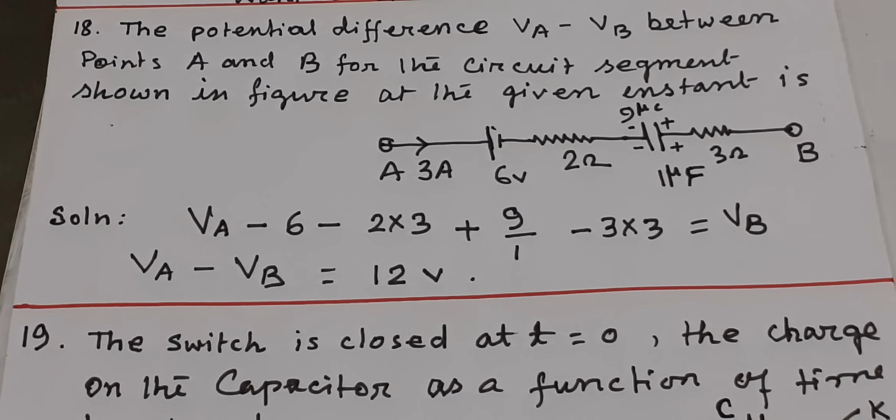Minus, again drop on the resistance, that is 3 into 3, and we will reach at position B, that means equal to VB. Bring VB to the left side and all others towards the right side. It is giving 12 volt.